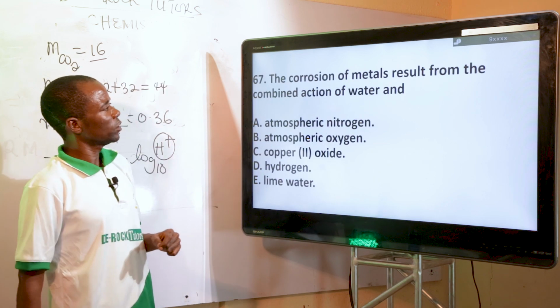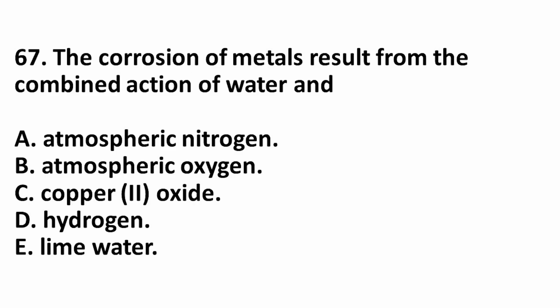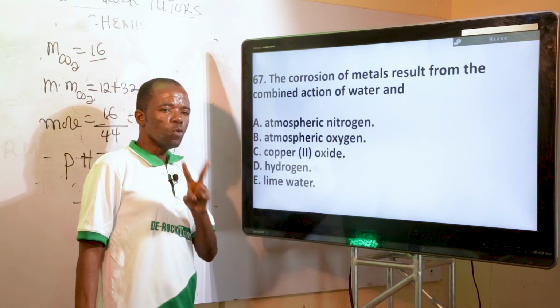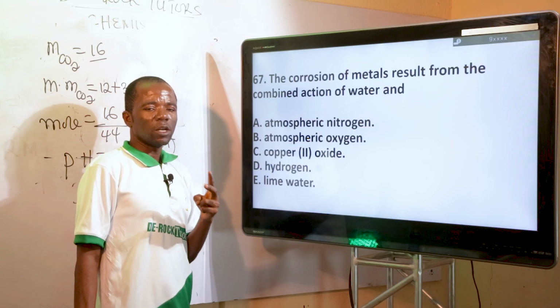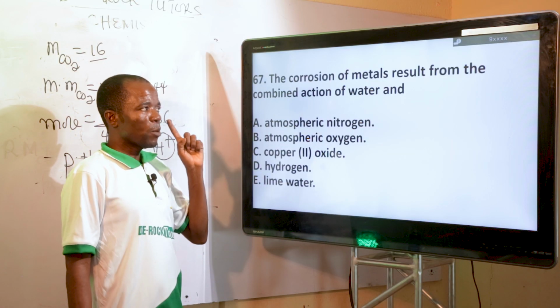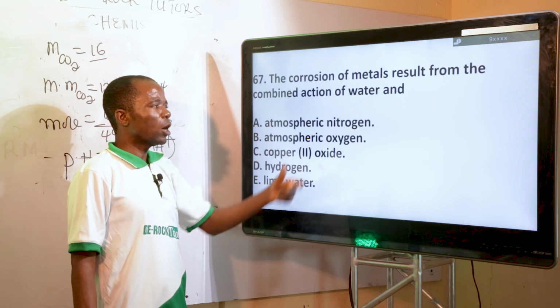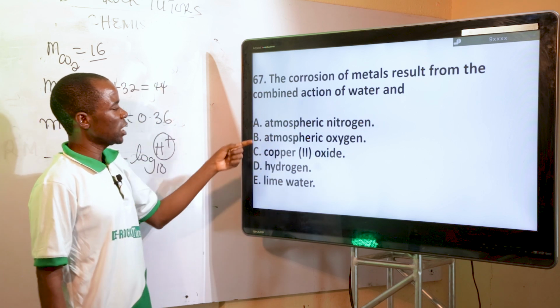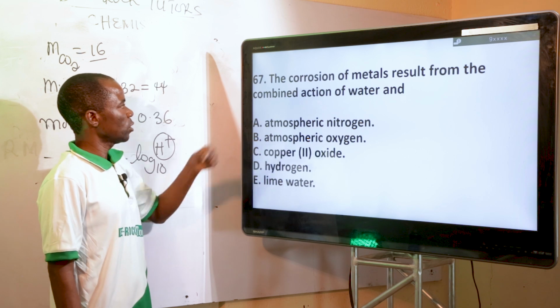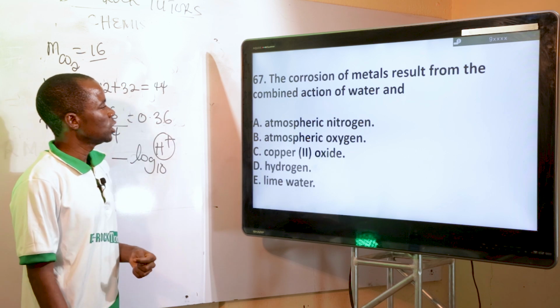Let's go to number 67. The corrosion of metal, corrosion means rusting. The corrosion of metals results from the combined action of water and atmospheric oxygen. There are two major ingredients that are needed for corrosion or rusting to occur. There must be moisture, that's water, and there also must be oxygen, atmospheric oxygen. So the correct answer for number 67 is B.